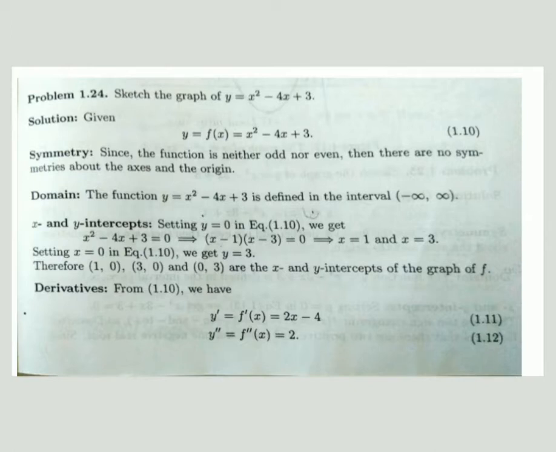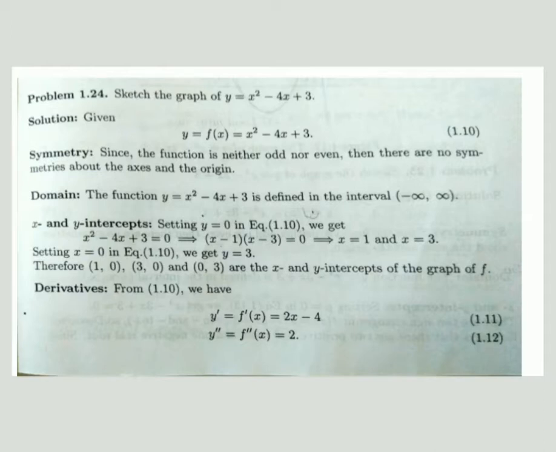So what we have to first find, observe that given y is equal to f of x is equal to x square minus 4x plus 3. So first we have to find symmetry of the given function. Observe that the function is neither odd nor even function. So therefore this function has no symmetry about the axis and the origin.